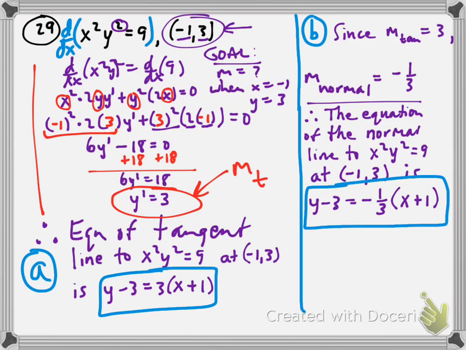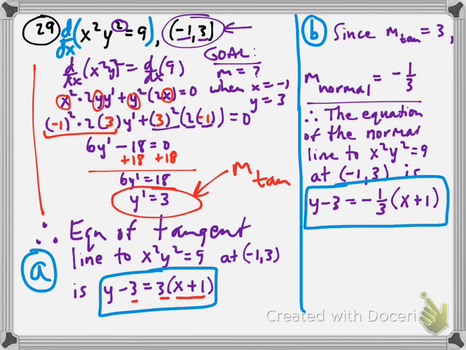This is the slope of the tangent line, and once we find it, we can use the point -1, 3, the coordinates of that point, and the slope to get the equation of the tangent line. So the equation of the tangent line is y minus 3, which is y minus y1, equals slope times x minus x1, x minus -1, which is x plus 1.